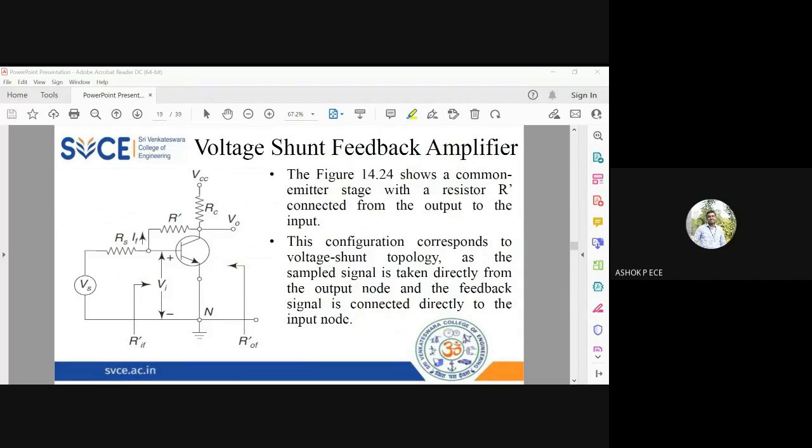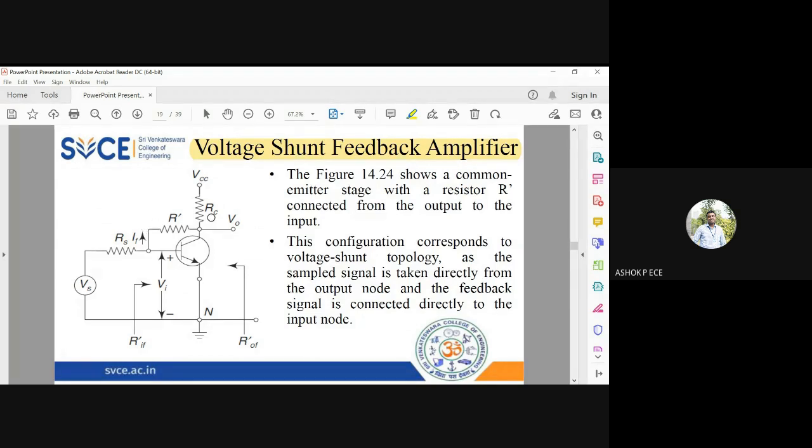Now we are going to see about the last type, the voltage shunt feedback amplifier. We also have current series. Maybe after finishing this, if we have time, we'll see what voltage series and current series feedback amplifiers are. And for this voltage shunt, we have only one example. It is collector to base biasing.